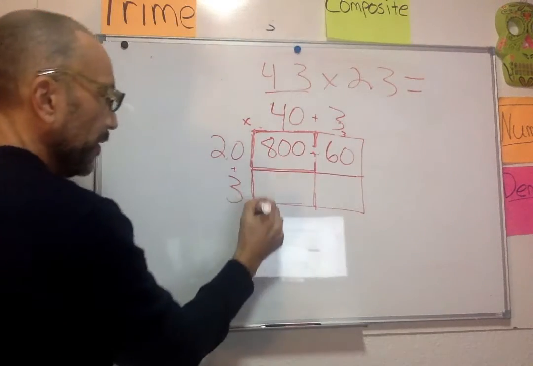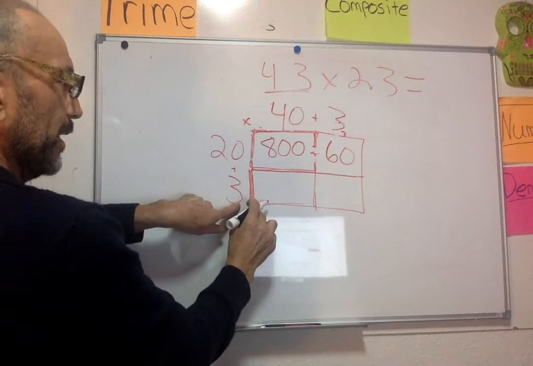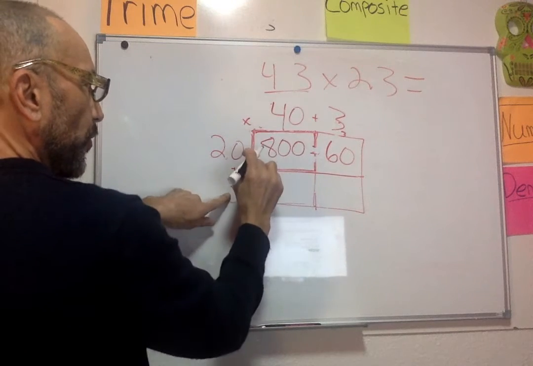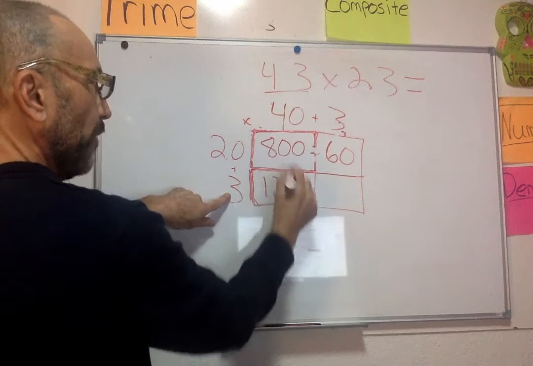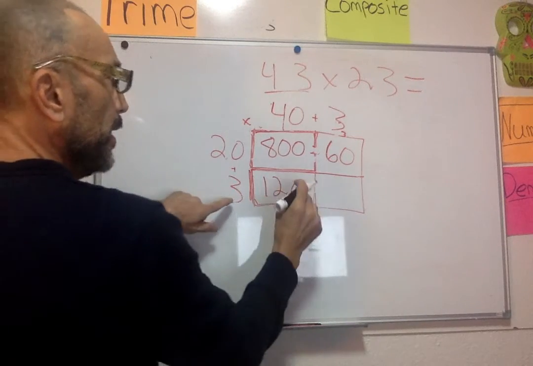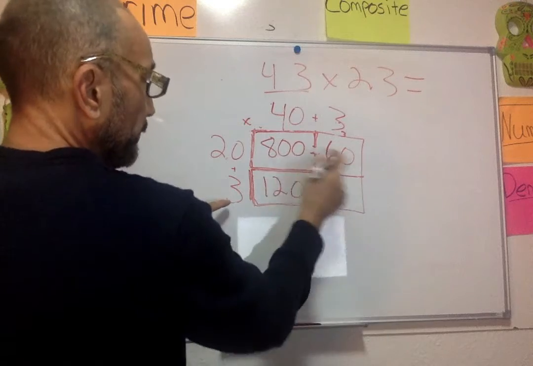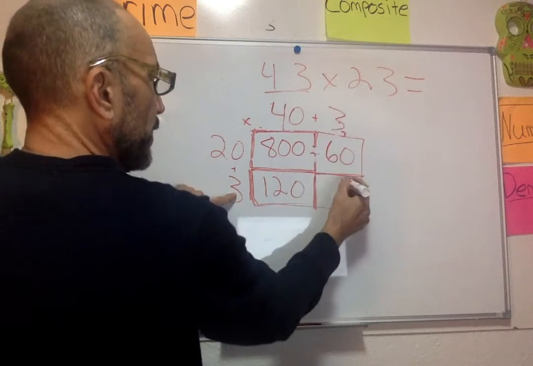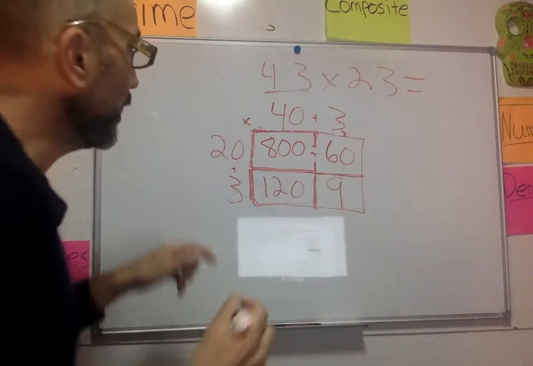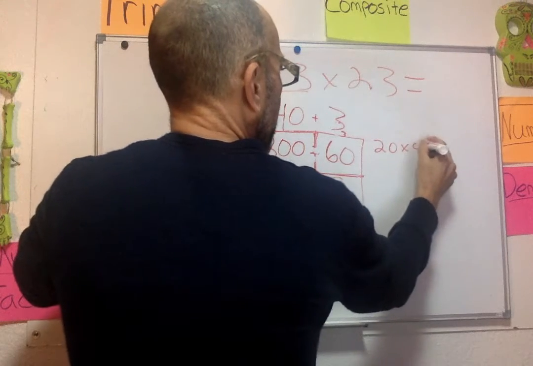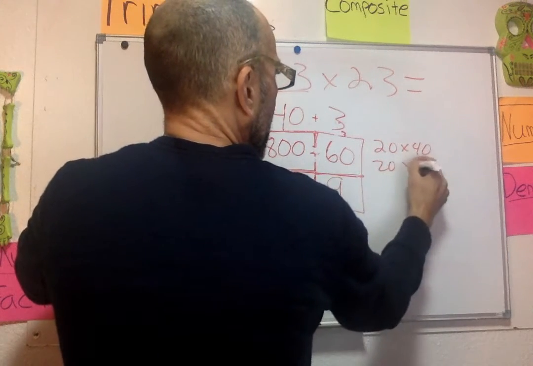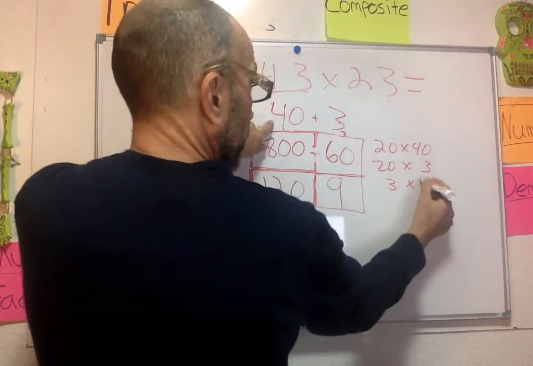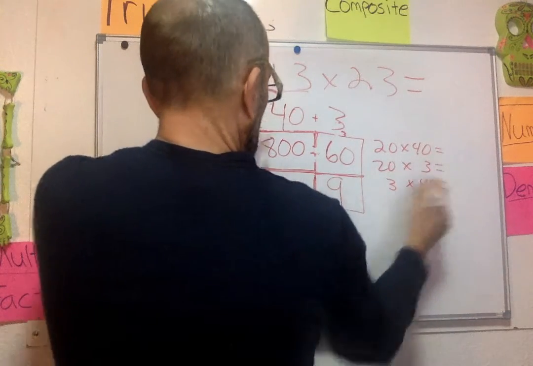Okay, now the width is 3 here, right? And the length is 40 still right here. So 3 times 4 is 12, and then you just put the 0 down. It's not actually 3 times 4, it's 3 times 40, right? And then this is 3, and this is 3. So 3 times 3 is 9. Now, what you did is you multiplied 20 times 40, 20 times 3, and you did 3 times 40, and 3 times 3.